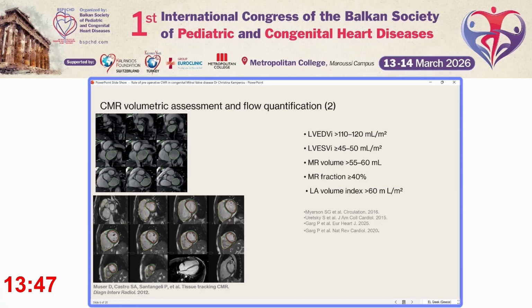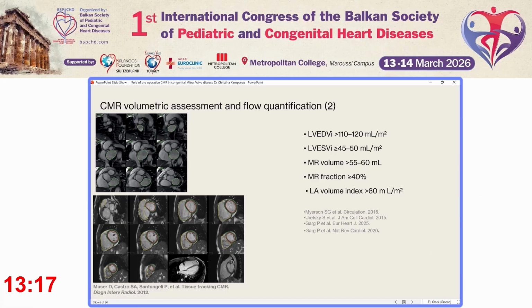CMR enables precise volumetric quantification of left atrial and ventricular volume, allowing accurate assessment of remodeling secondary to mitral valve disease. CMR is the established gold standard for volumetric assessment because it provides direct, high-precision 3D quantification of cardiac volumes without geometric assumptions or acoustic window dependencies that often limit echocardiography.